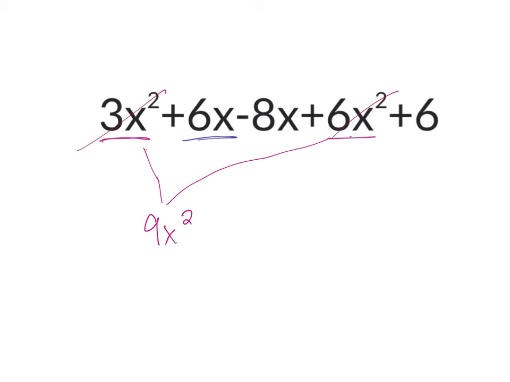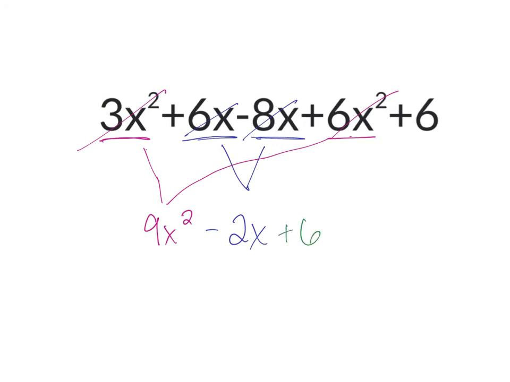Next up, 6x. So I'm looking for anything else with an x. This 8x, don't forget it's a negative 8x. That one has an x as well with no different exponent or anything weird like that. Over here we've got this plus 6. We're not going to do anything with that because it has no x. So 6x minus 8x is a negative 2x. Cross it off because 6 minus 8 is negative 2. So negative 2x. And then I've got this plus 6 hanging out. Can't be combined with anything. I just need to drop it down.